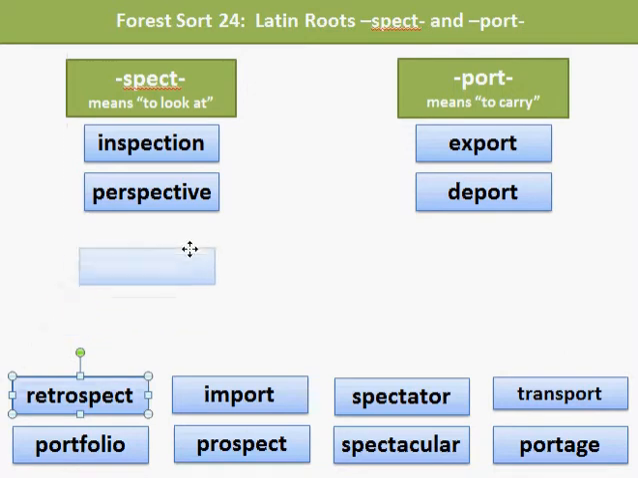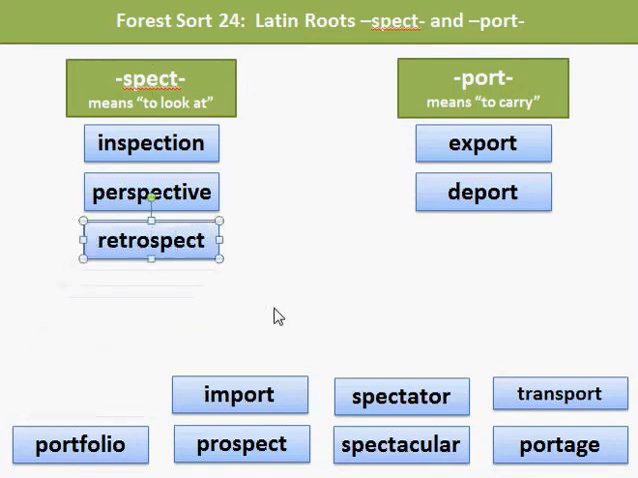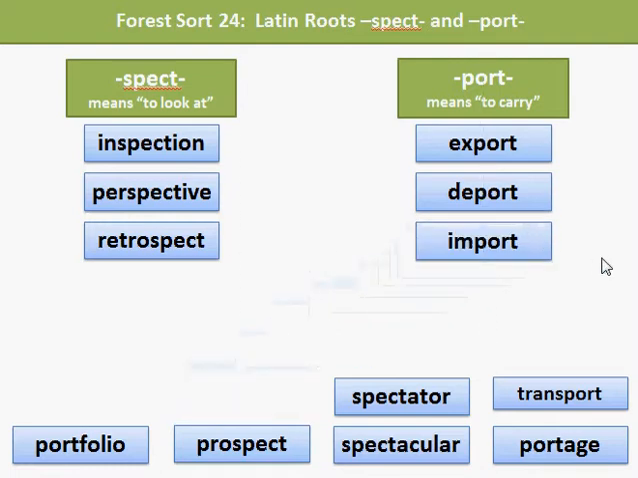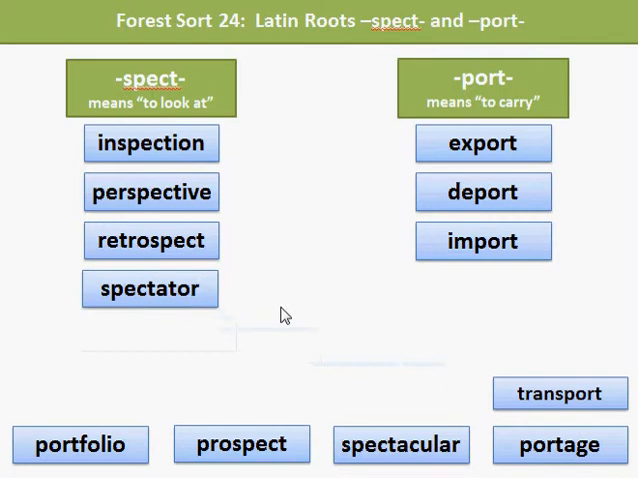Retrospect has the root spect, meaning to look at, and retro means back. If we say in retrospect, we're saying in looking back at something. Import is the opposite of export, where ex meant to send out or to carry out. Import means to carry in. Spectator is a word that means one that looks at. A spectator at a football game looks at the game.